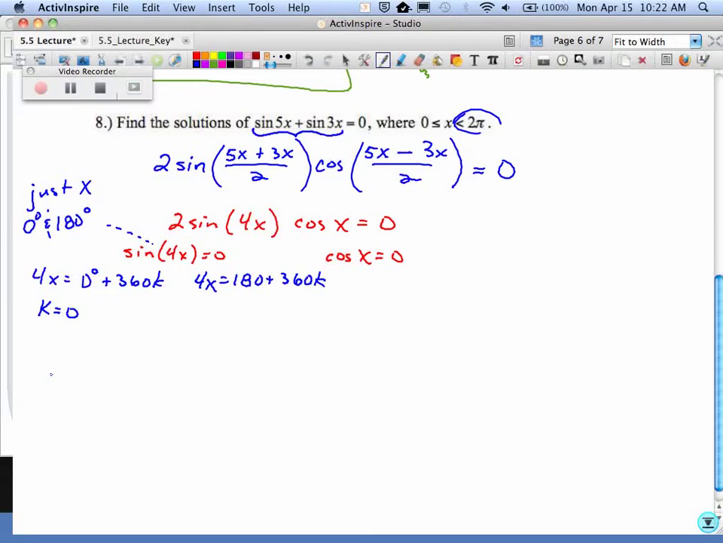So when k is 0, what do you get? Oops. Sorry. I totally apologize. I was just super excited to solve this problem and get it over with. We forgot to divide by 4 everywhere? Yeah, I'm sorry. I'm better than that. Divide by 4 everywhere here.